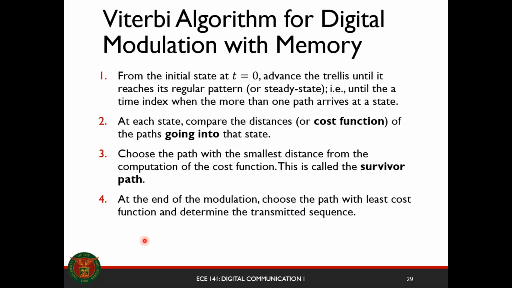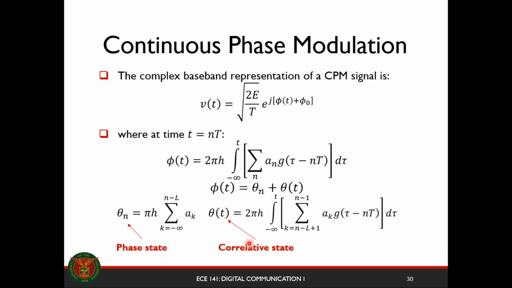We've applied this to flip-flops, and these flip-flops are basically just ones and zeros. Now, the interesting thing is, how do we apply it to continuous phase modulation? So recall that your CPM can be represented by a function v of t. This is the complex baseband representation of CPM.